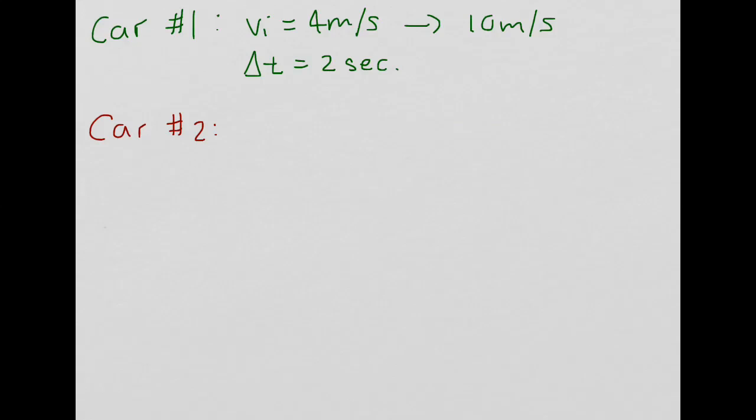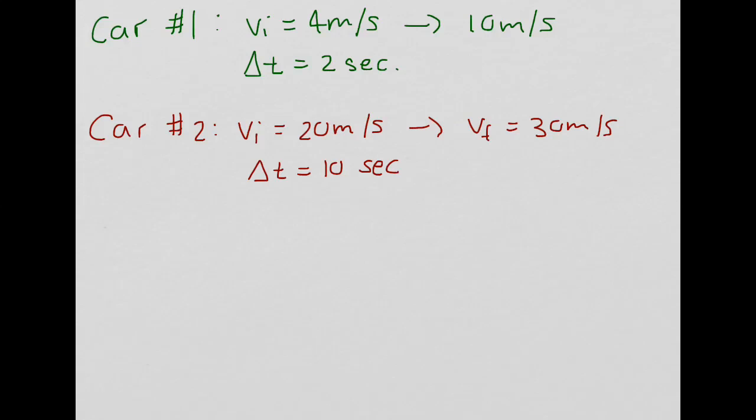And let's say, again, traveling in a straight line, it goes from an initial velocity of 20 meters per second and picks up speed and ends up at a final velocity of 30 meters per second. And let's say that it takes 10 seconds for this to happen. Okay, so two questions. First one, which car is moving faster at the end of their respective time intervals? And then which one has the larger acceleration?